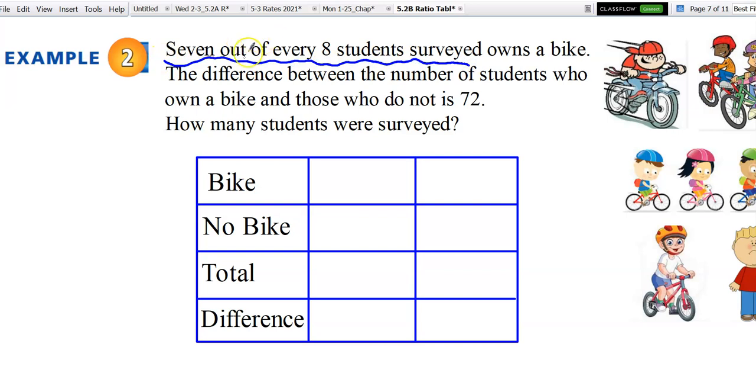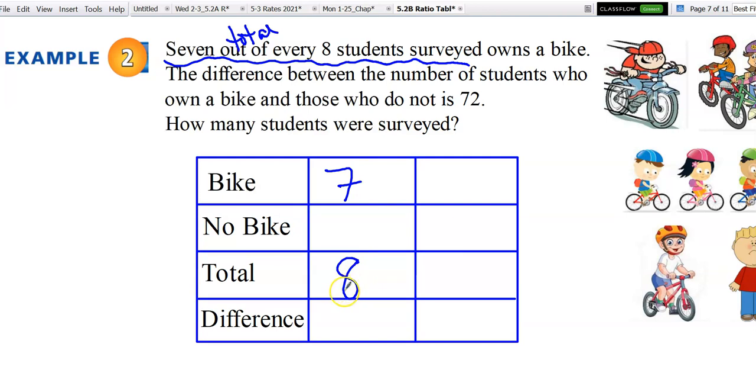Okay, it's already thinking, when I see the out of, I'm going to write the word total because I know out of is that ratio word that means total. 7 out of every 8 students surveyed owns a bike. So that means 7 have a bike. That means out of 8, that means 8 people were surveyed.